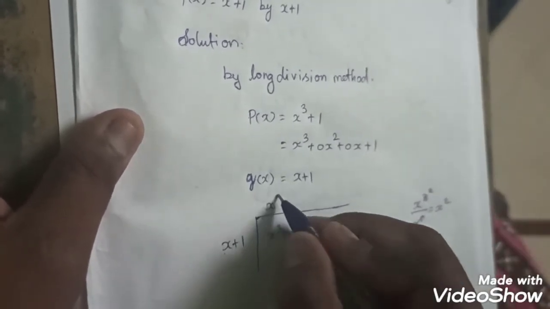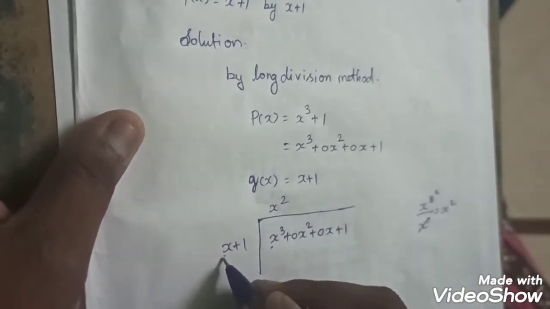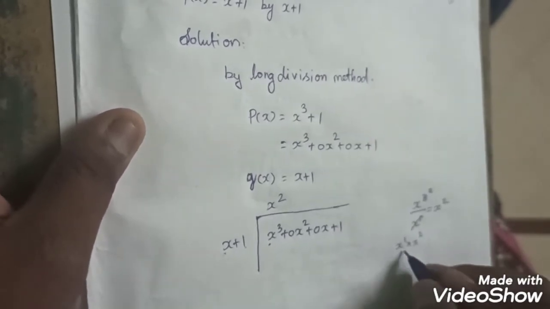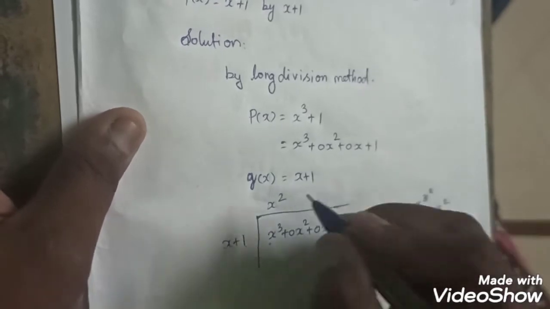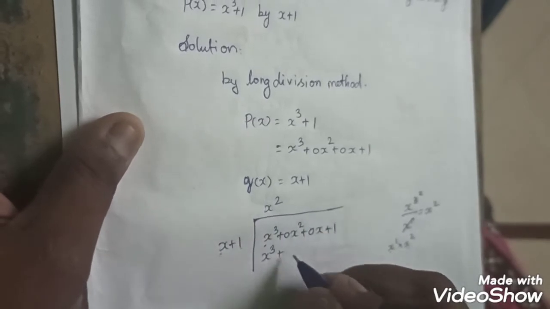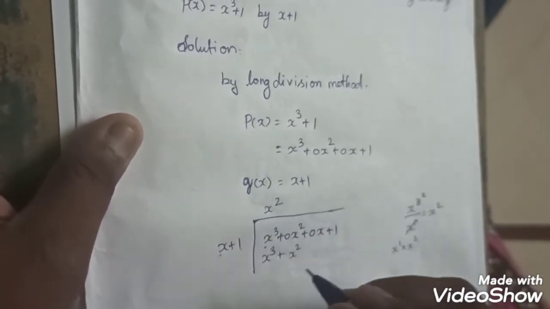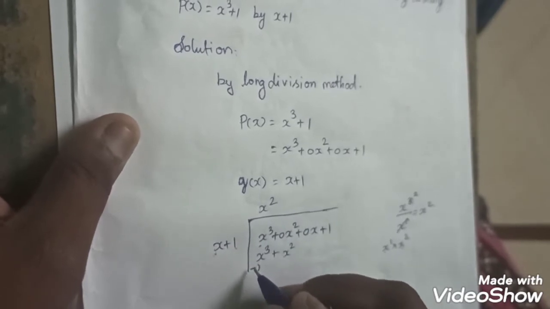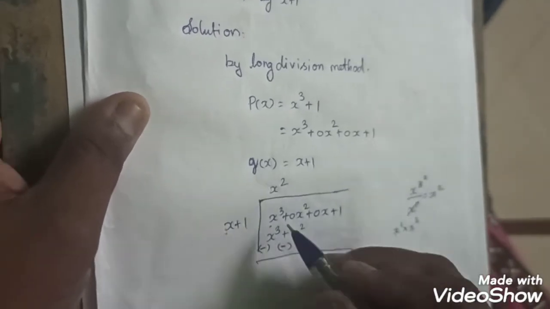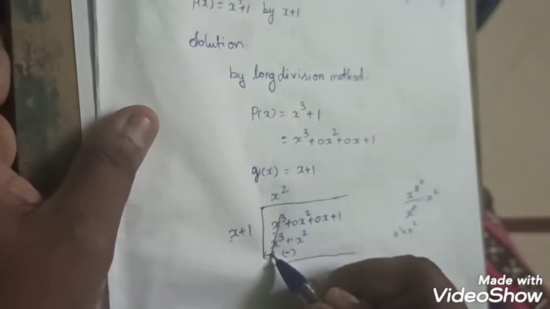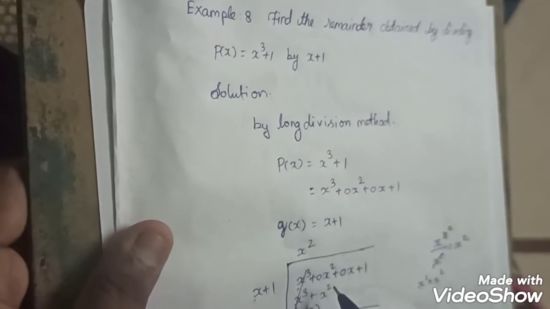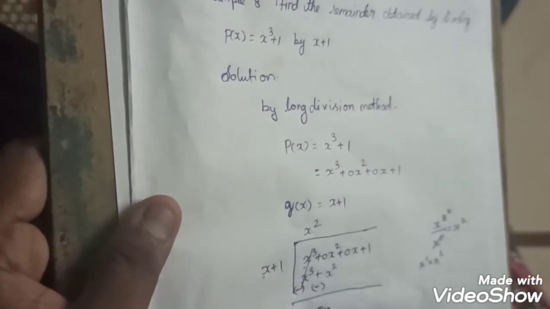This x square is multiplied with x plus 1, so x into x square, that means x power 1 into x power 2. The base is the same, so you have to add the powers. So x into x square, you get x cube. 1 into x square, plus x square. The second step, you have to change the symbol. Plus becomes minus, plus becomes minus. So now plus x cube minus x cube will get cancelled. So 0x square and then minus x square, that means 0 plus 0 minus 1. Because of that, minus x square.